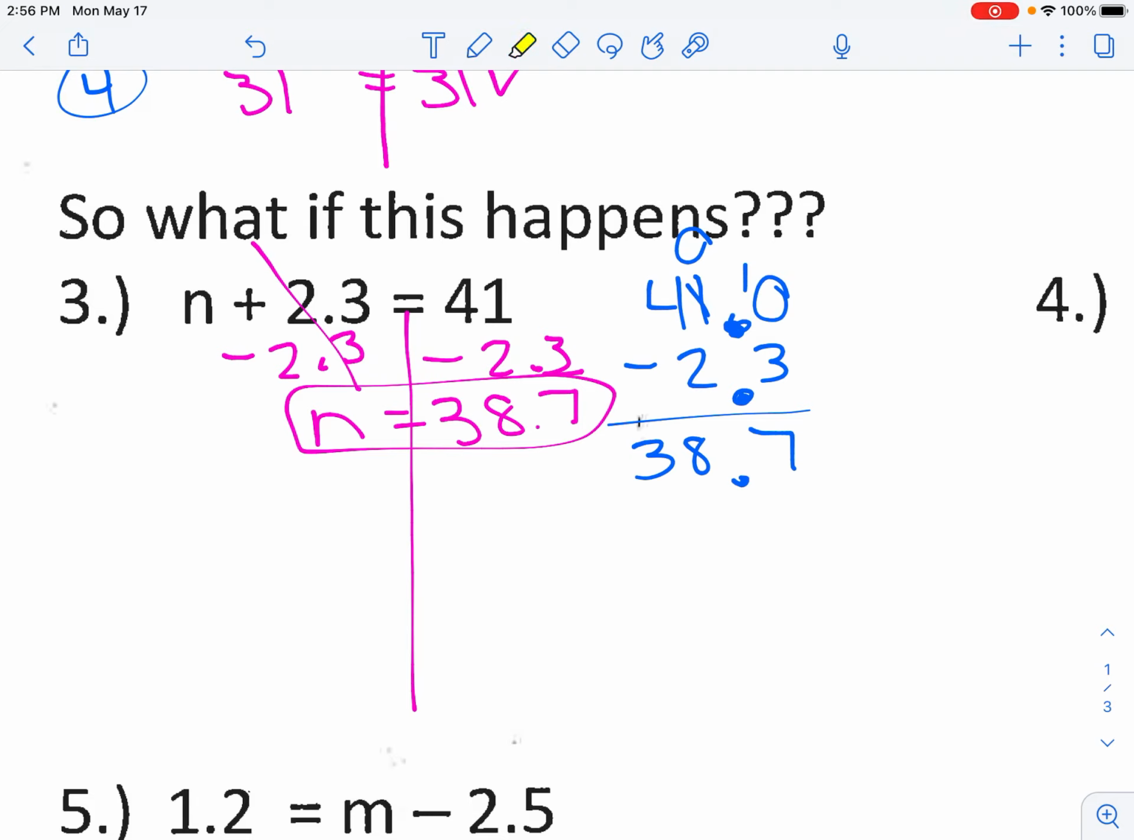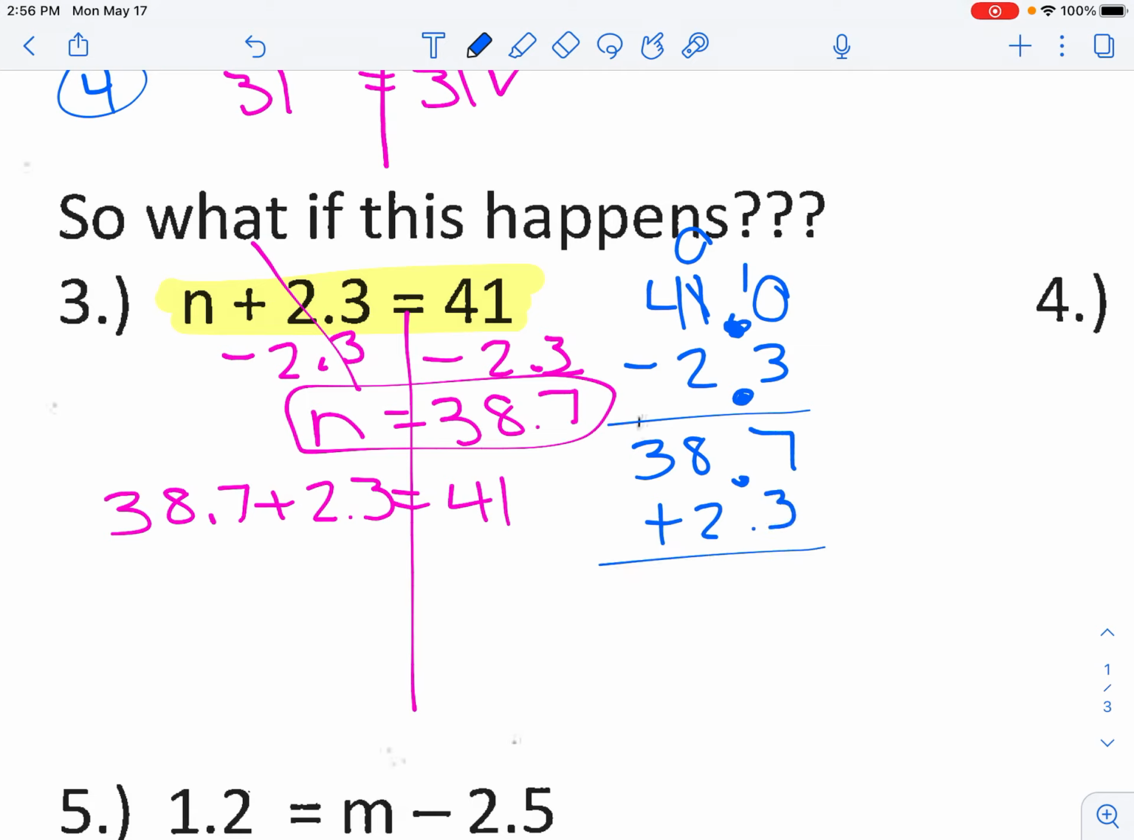So the next one is called substitution. We're going to rewrite this equation, but instead of n, I'm going to use my solution. Is 38 7/10 plus 2 3/10 equal to 41? If you have a 3-digit number, a decimal, or a fraction, you have to show your work.